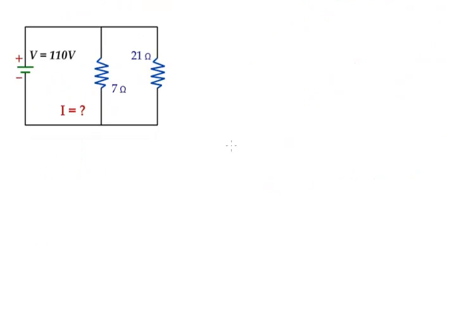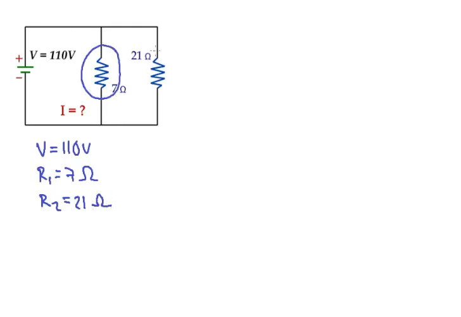Okay, in this case we have two resistances. The voltage is 110 volts. We know we have resistance 1, which will be 7 ohms, and we have resistance 2, which is 21 ohms. Now, since these are independent of each other, they're not connected in succession, but they have their independent connections to the main line. That means this is a parallel connection.